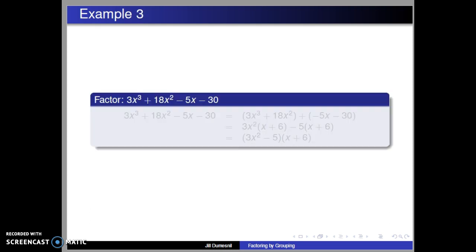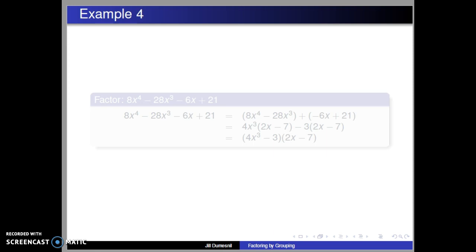For our third example, we want to factor 3x cubed plus 18x squared minus 5x minus 30. This time, we have to be careful when inserting parentheses for grouping because the coefficient of the third term is negative. The first pair of terms has a common factor of 3x squared, and the second pair has a common factor of negative 5. We need to be careful factoring out the negative 5. Now we can undistribute the common binomial factor of x plus 6, leaving a second factor of 3x squared minus 5. Let's consider a final example.